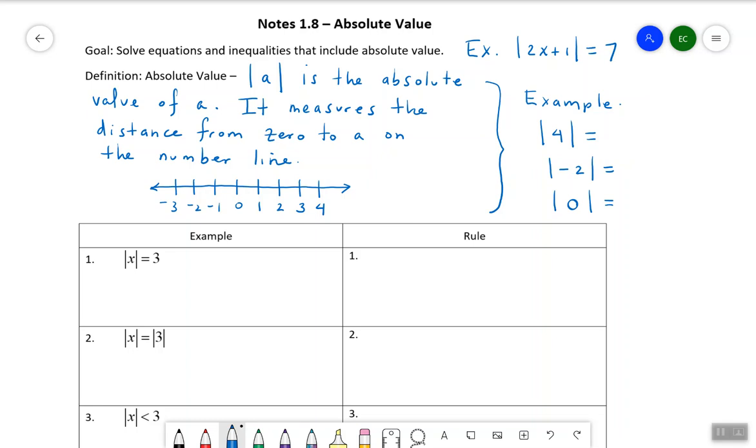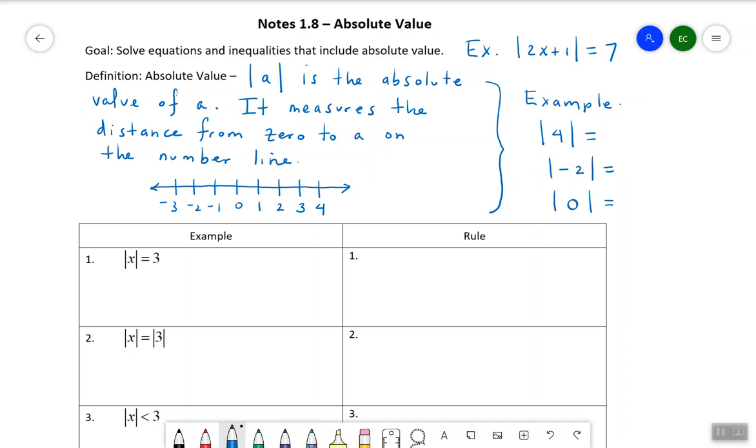Let's start on section 1.8. The topic is absolute value, and in particular, our goal is to solve equations and inequalities that include an absolute value in them. So for example, if I have the absolute value of 2x plus 1 is equal to 7, then how do we solve that for x? And we could also consider if the equal sign were replaced by a greater than or a less than, then we'll learn how to solve those as well.